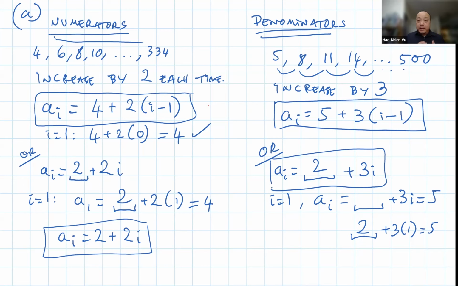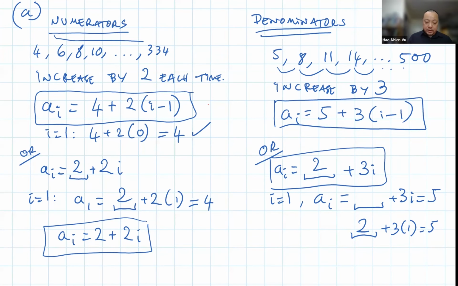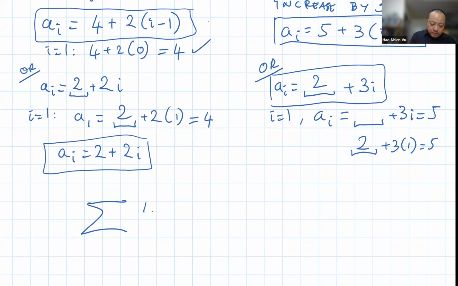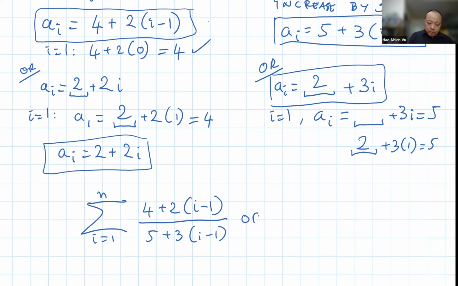I have figured out the mathematical formula for the numerator and the mathematical formula for the denominator. Therefore, I have the general formula of the sum of numerator 4 plus 2 times i minus 1 over denominator 5 plus 3 times i minus 1, with i going from 1 to n. Or I could write it in another form, 2 plus 2i over 2 plus 3i.